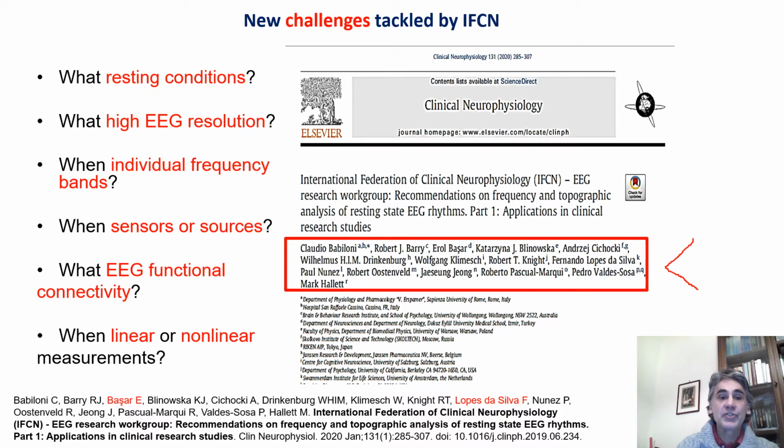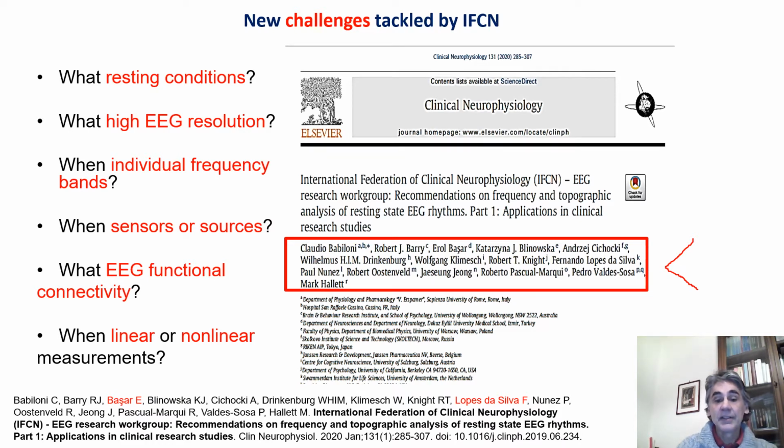The main issues were the kind of resting state condition, what high resolution EEG is, and when to use individual frequency bands. And when to analyze the data at the sensor or cortical source level, and what kind of techniques for functional connectivity of the brain sources of EEG activity. And finally, when to use linear or non-linear measurements to analyze resting state EEG activity.